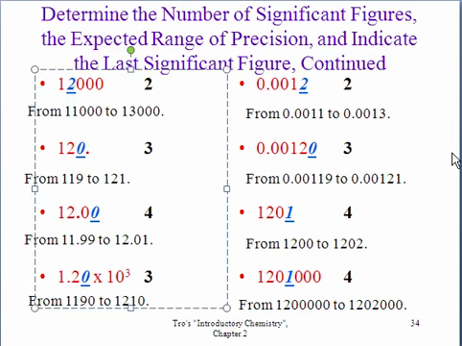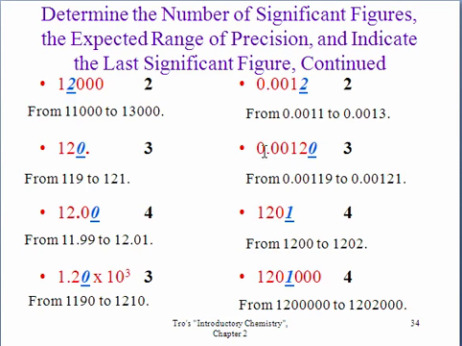Let's look at this one. This has 3 sig figs. The leading zeros do not count, and this trailing 0 counts because there's a decimal point. So our precision is going to be plus or minus 0.00001. If I subtract that, I get 0.00119, and if I add that, I get 0.00121.